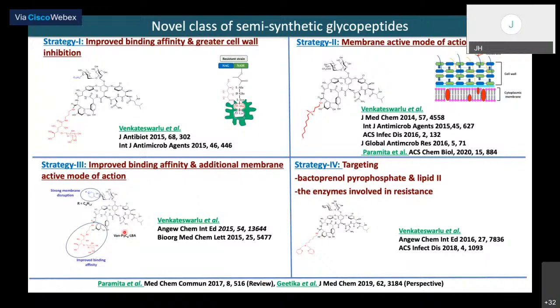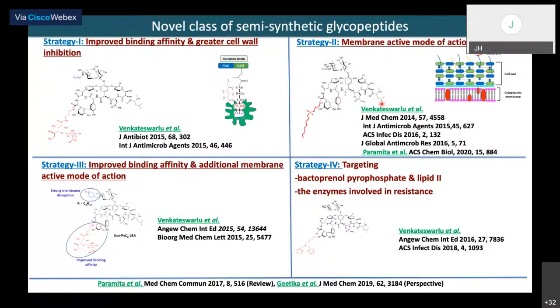But the thing is that we have shown that some of these have a lot of challenges to synthesize on a large scale. Some of the molecules have shown that they can be synthesized on a large scale, and we are doing some more work on this with a company setup, and then we will try to see whether it can take care of the infection.